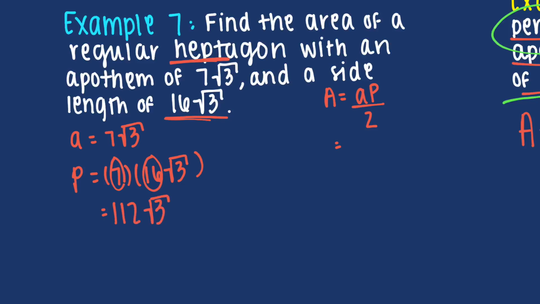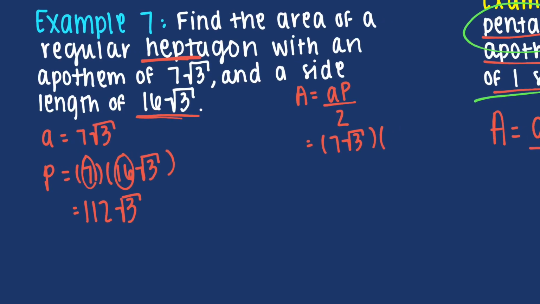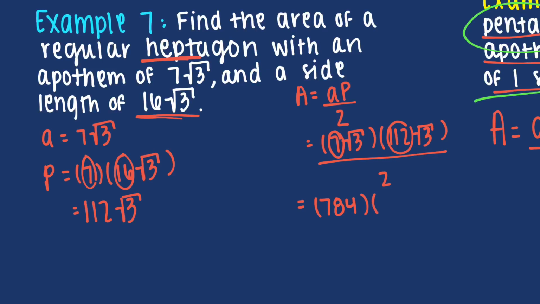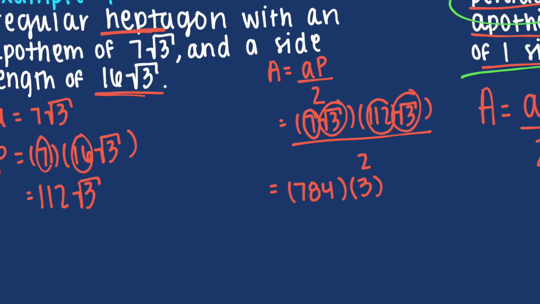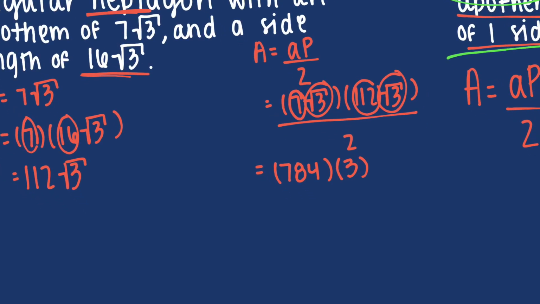I'm going to go ahead and write it in my formula. So 7 root 3 is my apothem times my perimeter, which is 112 root 3. And remember, we still divide that all by 2. I'm going to multiply what is alike. So 7 times 112 gives me 784. And the square root of 3 times the square root of 3 technically gives me the square root of 9. But you should also know that the square root of 9 is 3. Remember, the square root signs go away when you multiply two of the same numbers.